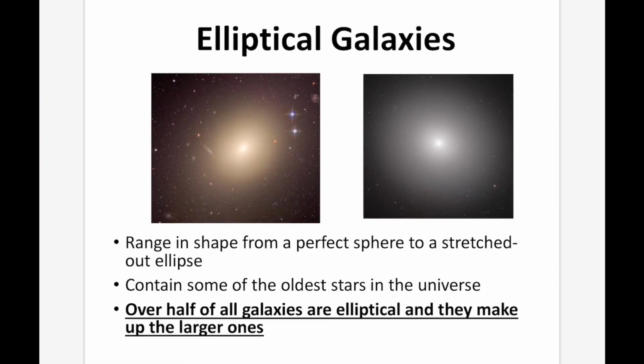Next, we have elliptical galaxies. They range in shape from a perfect sphere to a stretched out ellipse. Ellipse is more like an oval shape. They contain some of the oldest stars in the universe, and over half the galaxies are elliptical, and they make up the larger ones. So you can see our elliptical galaxies there and there.